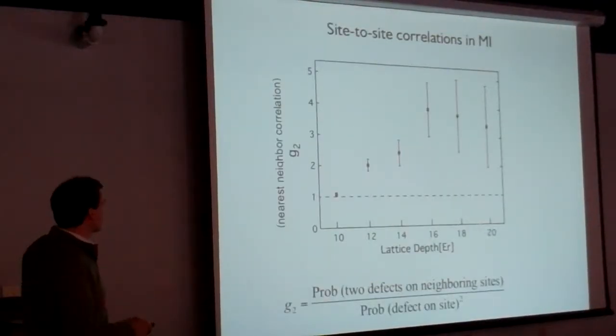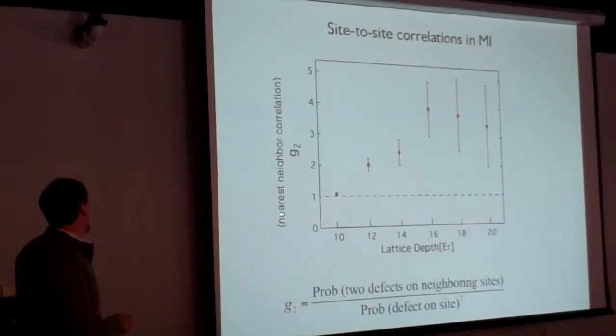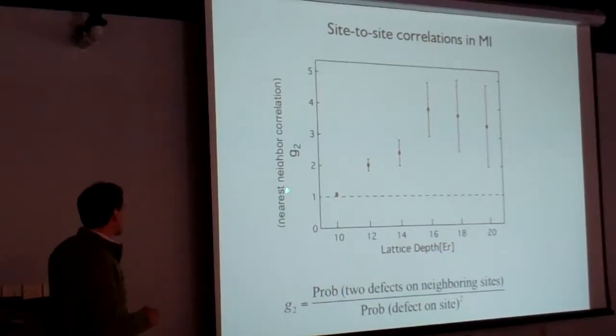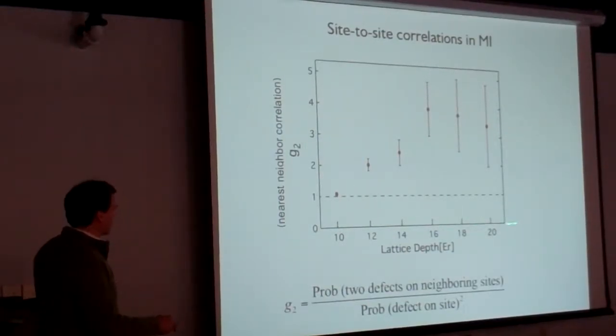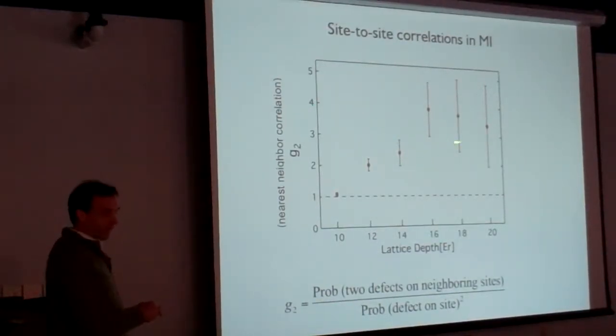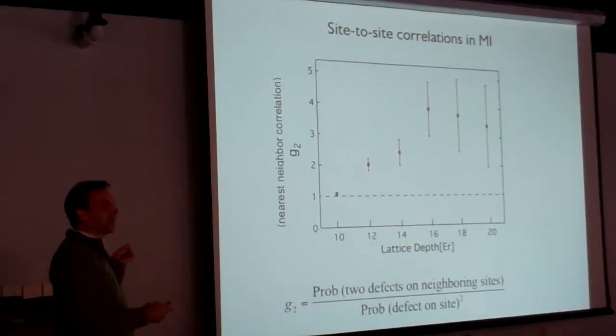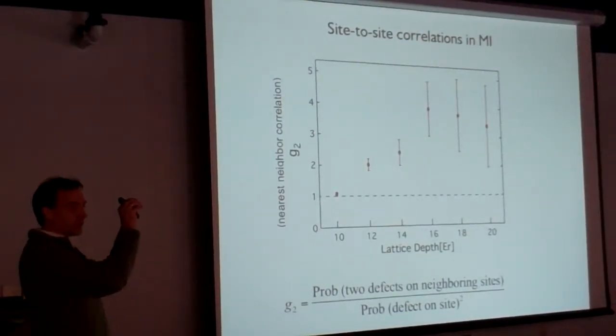So let's see if you find this. This is a plot where we calculate the nearest neighbor correlation as a function of lattice depth, and the Mott transition is kind of here. Then we find that as you go deeper into the Mott state, it gets much more likely to have these. And the kind of defects you find are very likely correlated, by a factor of four more likely that you find two together.